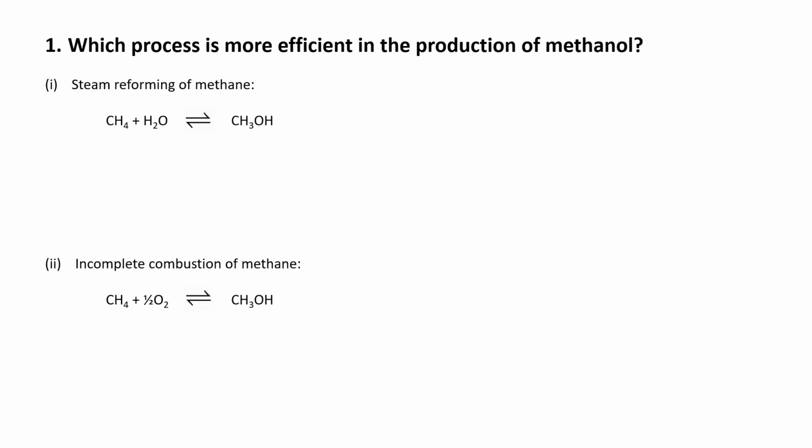To be able to work out which process is more efficient, we must calculate the atom economy for each process. To do this, we have to work out the mass of our desired product and the total mass of the reactants. We do this by calculating gram formula mass using the arrow method as learned in National 5.